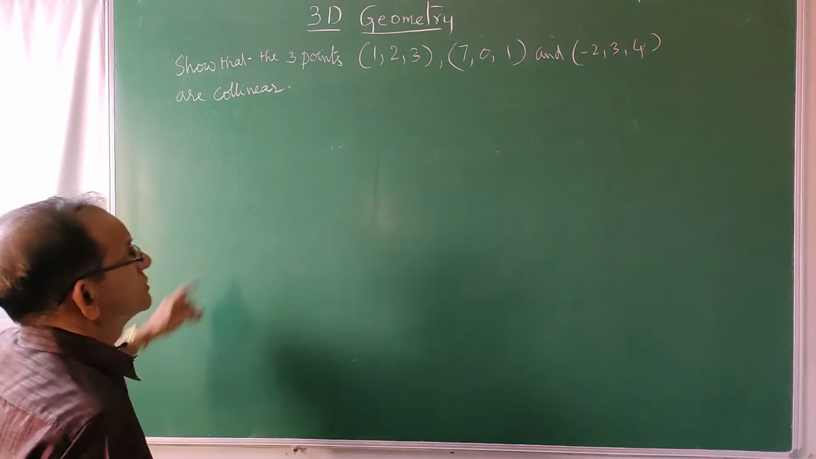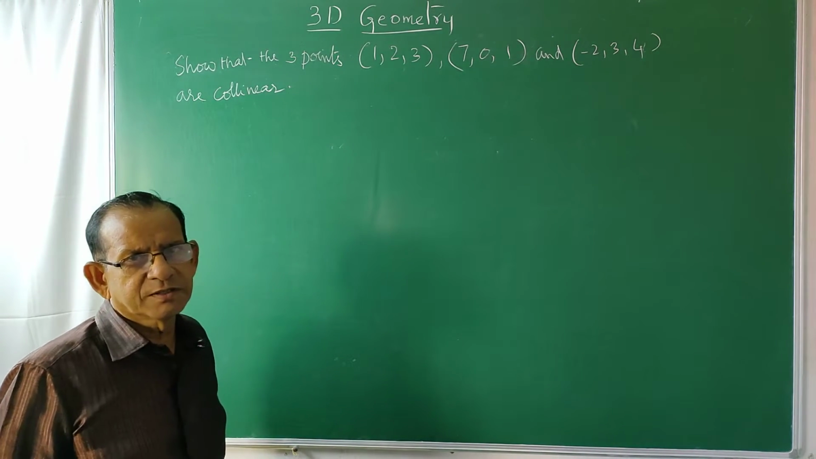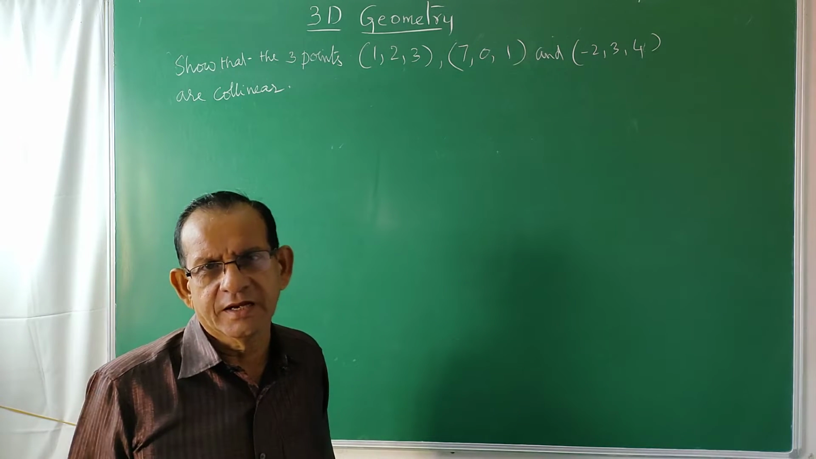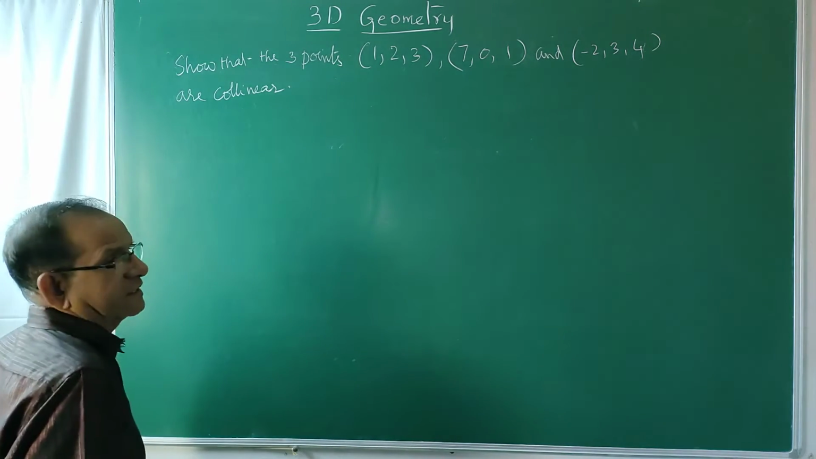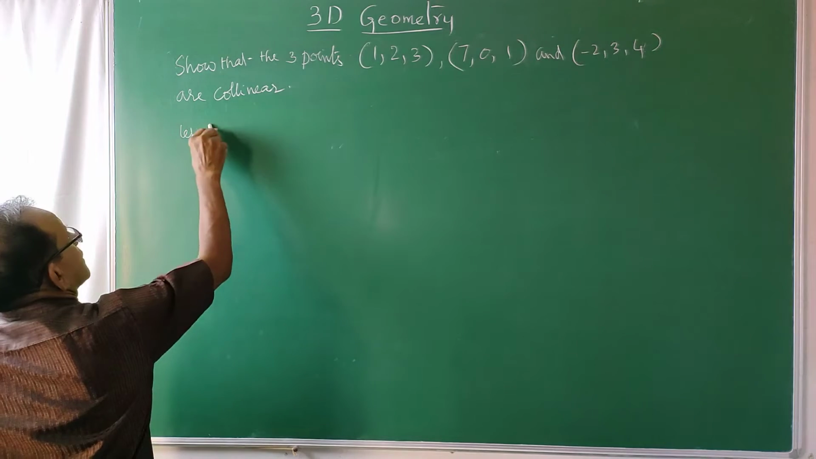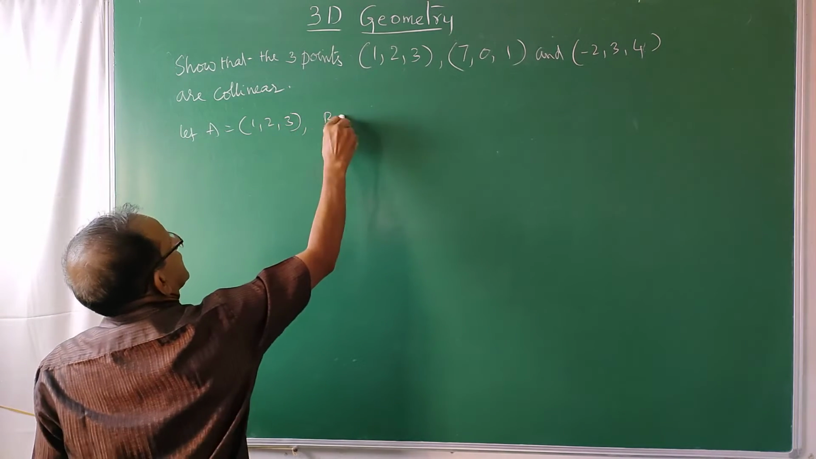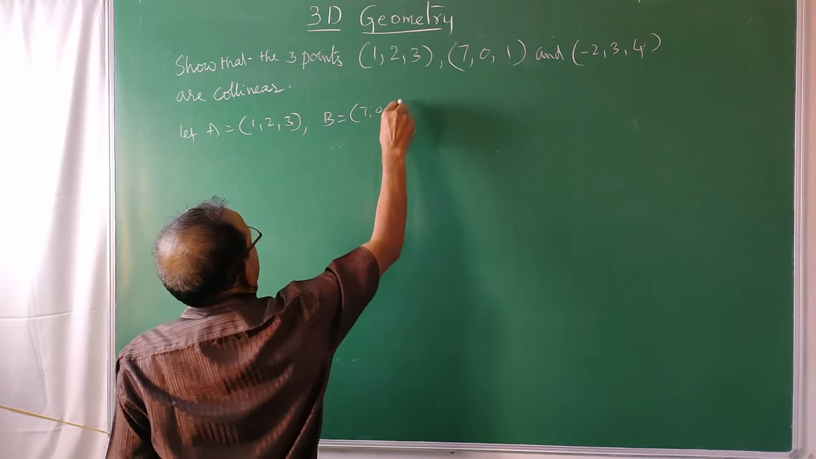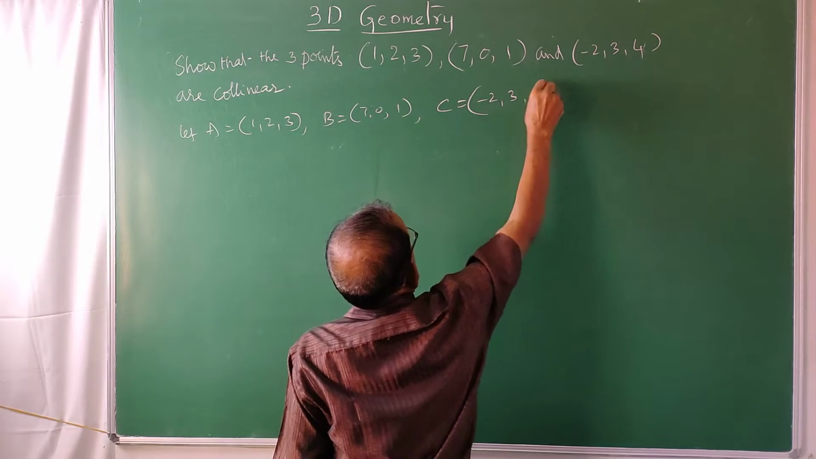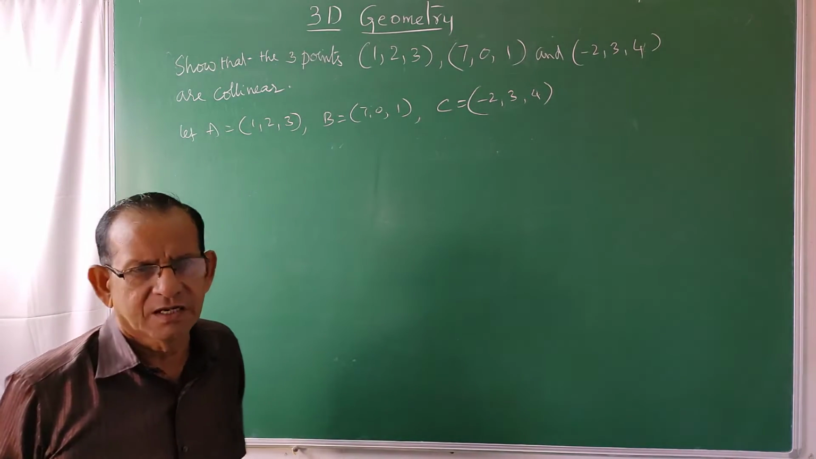Now take this question, here 3 points are given. We have to show that those 3 points are collinear. That means we have to show that they lie on a line. Now let us take the 3 points as A, B and C. Let A is equal to (1, 2, 3), B is equal to (7, 0, 1) and C is equal to (-2, 3, 4). Let us find out the distances AB, BC and CA.